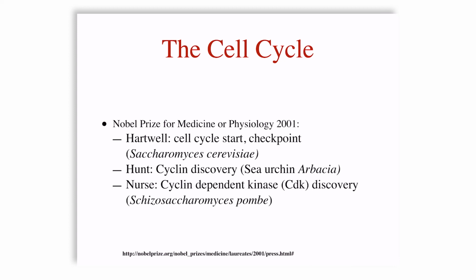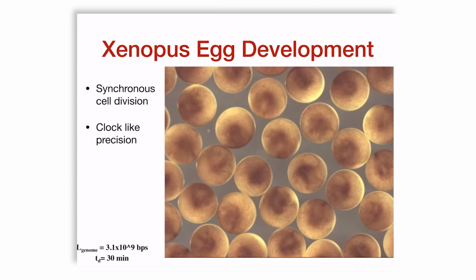Cyclin discovery was in a not very typical organism, the sea urchin Arbacia. And Paul Nurse discovered cyclin-dependent kinase in Schizosaccharomyces pombe, not the brewer's yeast, but a yeast found in East Africa in locally made beer.